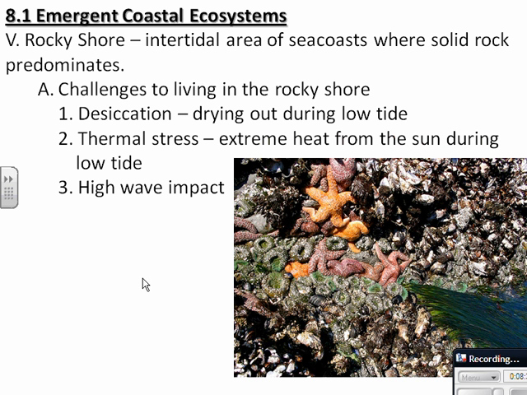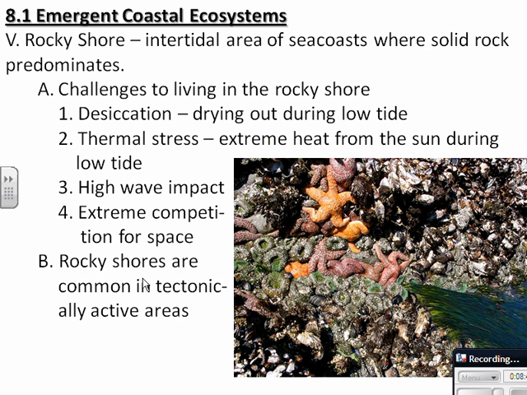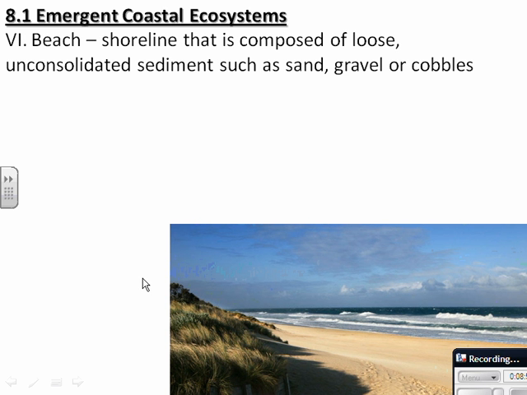High wave impact. Waves aren't crashing onto gentle beaches, they're smashing into rocks. And also, as you can see in this picture, there's extreme competition for space. Things clamor over one another trying to find the best spot to live. Rocky shores tend to be common along tectonically active places near active volcanoes and along faults where there's earthquake zones and such.